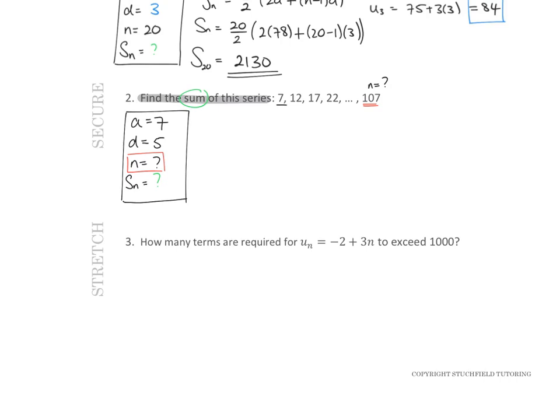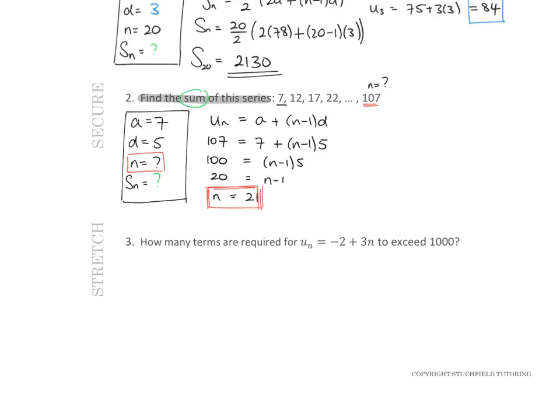So remember, our regular nth term formula for the sequence, un equals a plus n minus 1 d. Now I'm trying to find out what n is for 107, so a plus, I don't know n, d. And I can solve this. So the very first thing I'm doing is going back to my knowledge of sequences and solving, so n equals 21.